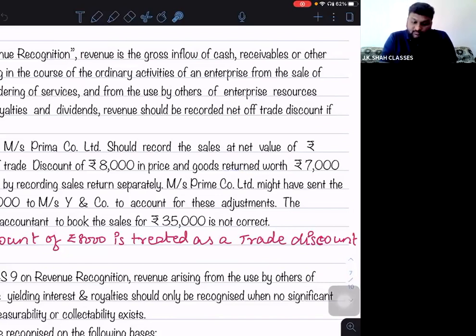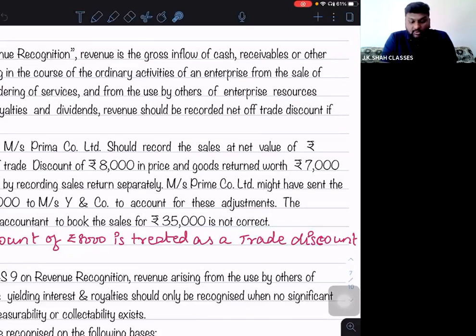Now what they say, you have to record the sale at 42,000, that is net of trade discount of 8,000 in price, and goods returned worth 7,000 are to be adjusted by recording the sales return separately. Messrs. Prima Company Limited might have sent the credit note of 7,000 to Messrs. Y Company to account for this adjustment. Now 7,000 credit note might be sent to account what? To account the sales return. So when a sales return is accounted, a credit note is issued by the seller to the buyer. The contention of the accountant to book the sales of 35,000 is not correct.